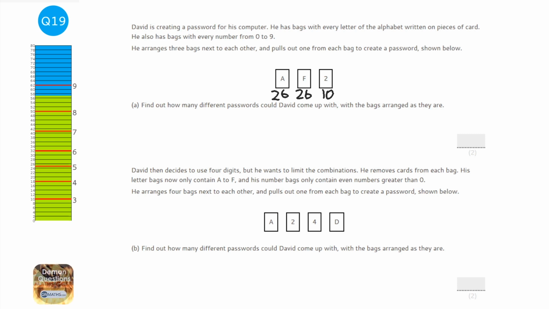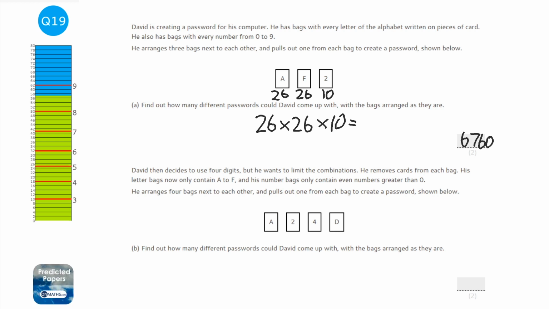And to get the amount of combinations, all we do is 26 times 26 times 10. We'll have a calculator for this, so 26 times 26 times 10, which is 6,760, which seems quite a lot, but there we go.